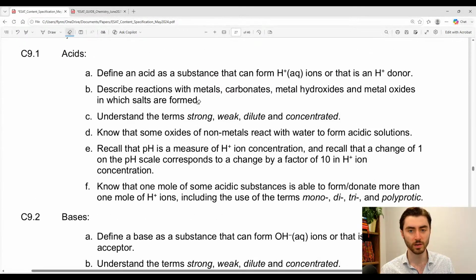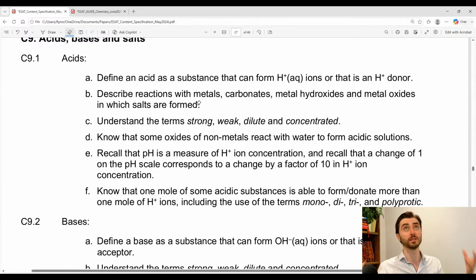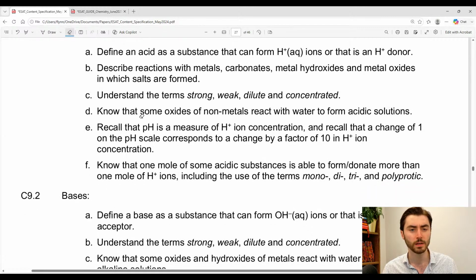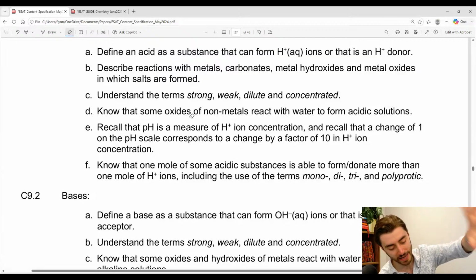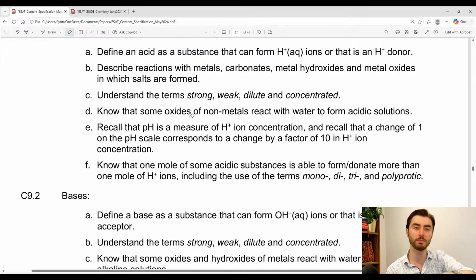Strong means it fully dissociates. So for instance, hydrochloric acid fully splits up into H plus and Cl minus. Weak acid, classic ethanoic acid, it only partially dissociates in an equilibrium. Dilute and concentrated have to do with the amount or the concentration of H plus ions present in your solution. Yes, so metal oxides form basic solutions when they dissolve in water. Non-metal oxides form acidic solutions when they dissolve in water.